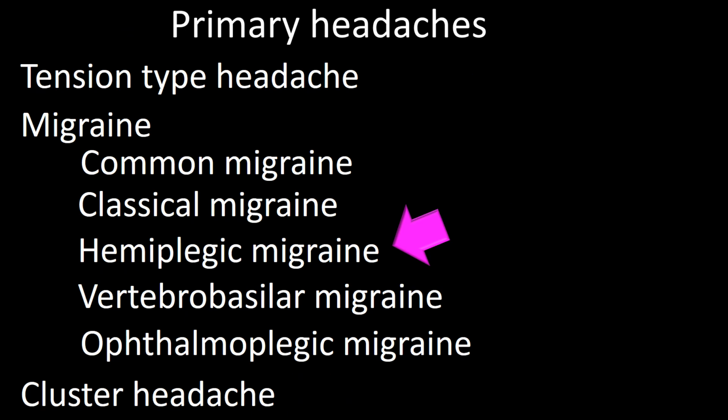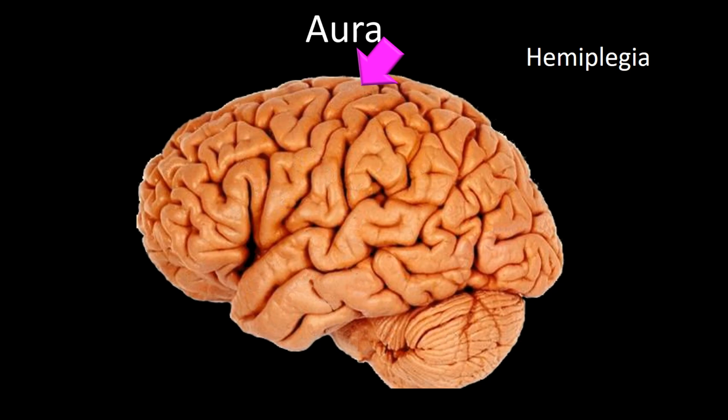Hemiplegic migraines are defined by the aura. The aura in this type of migraine reflects primary motor area involvement. There is a familial variety of hemiplegic migraine, but not all affected members within the family of a patient with hemiplegic migraine suffer from hemiplegic auras.